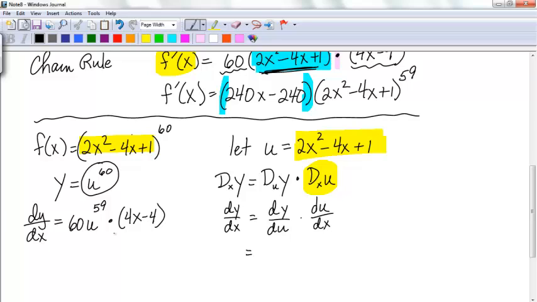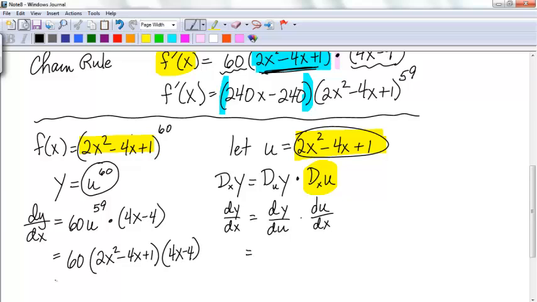And then you substitute back in. If you started with an x, you've got to end with an x. So then you would substitute back in 60, and the u was this whole quantity, so we're going to sub that back in. 2x squared minus 4x plus 1, and 4x minus 4. And then you would go ahead and combine the 60 times the 4x, so it would be 240x minus 240. Oops, I left off the 59. And then 2x squared minus 4x plus 1.